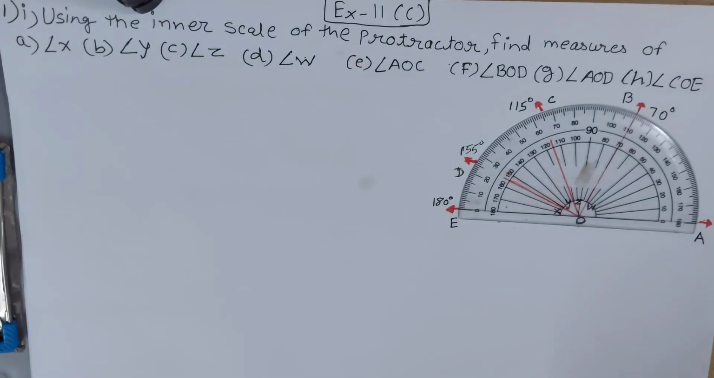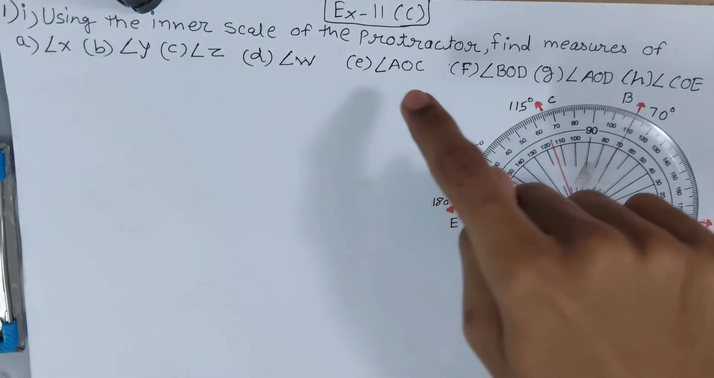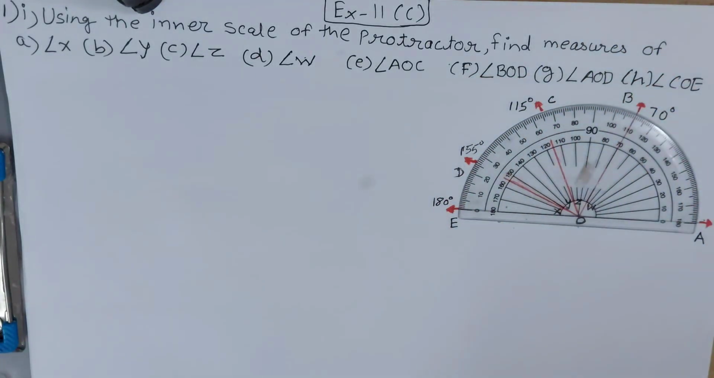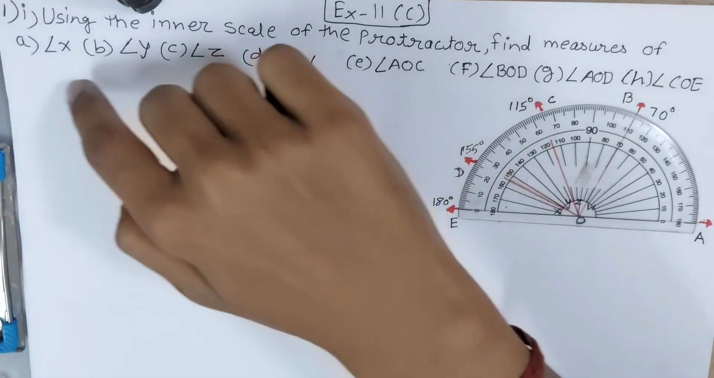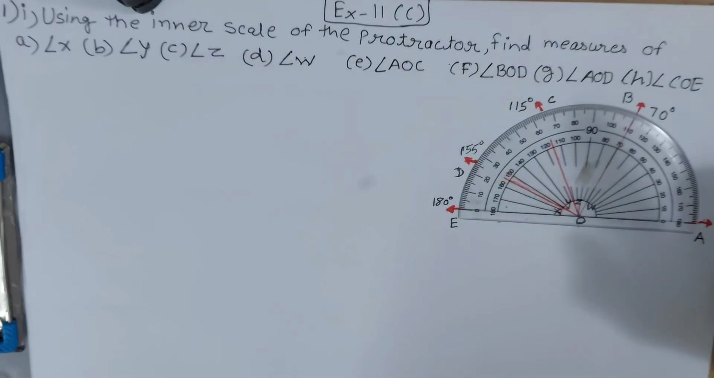In this video we are going to solve ICSE Mathematics Class 6 Chapter 11 Angles and their Properties Exercise 11C Question 1. It says: using the inner scale of the protractor, find the measures of these angles. This is the first part of this question. There are two parts in this one, but in this video we will be only doing the first part.